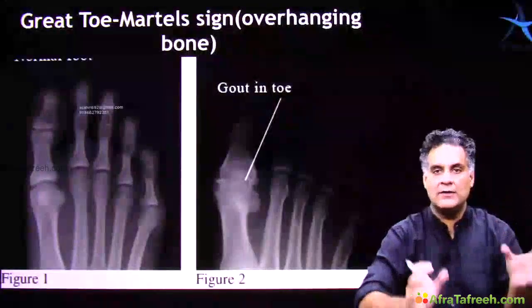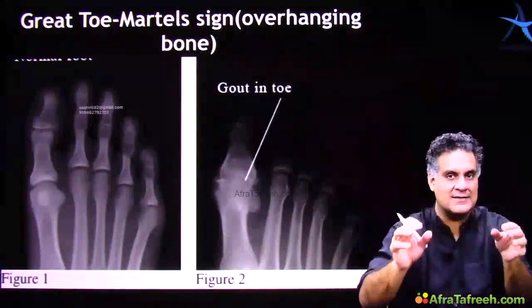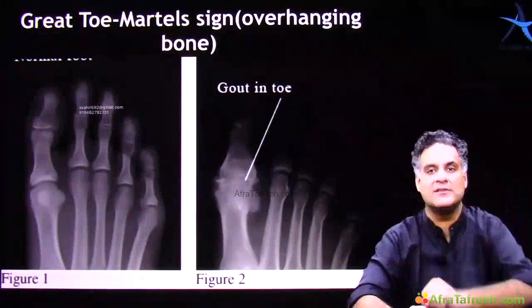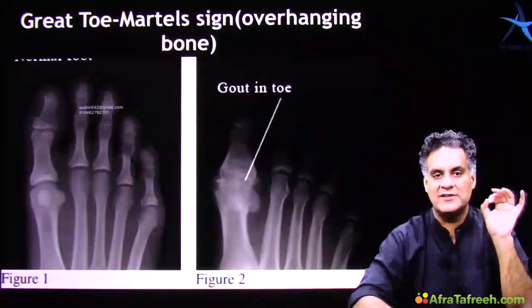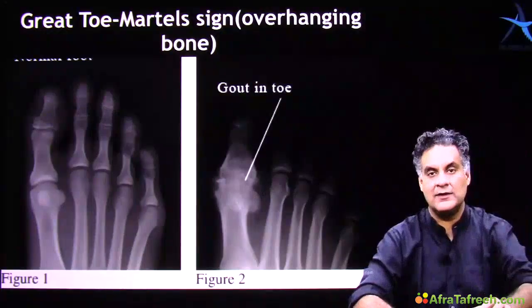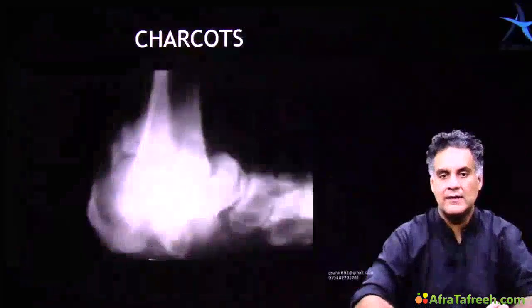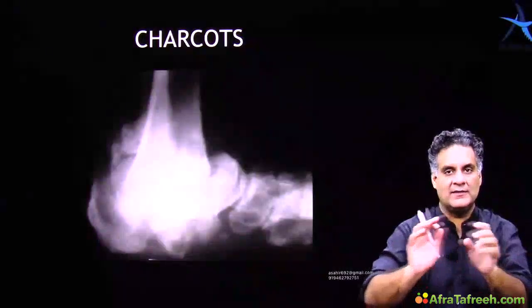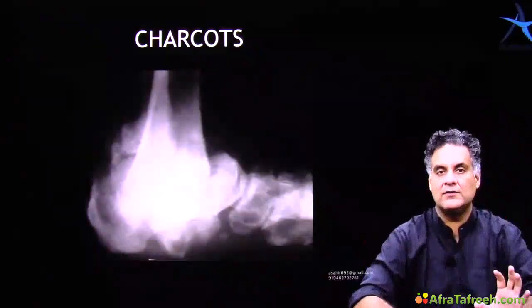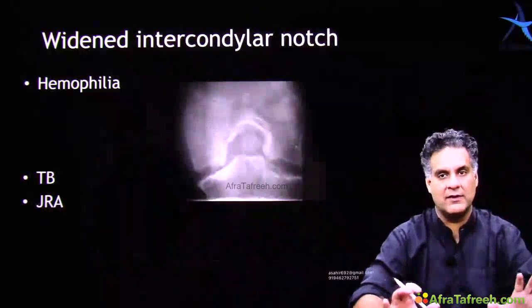And when you look at the gout, the great toe, there are hanging bony edges. This is called the Martel sign. There are punched out or rat bite erosions around the joints. This is a feature of gout. Because this is the area which is under maximum stress of the body, the great toe, that's why it's involved in gout. And then if the joints are totally destroyed but there is no pain to the patient, that's Charcot's, called neuropathic joint. There is loss of proprioceptive fibers.